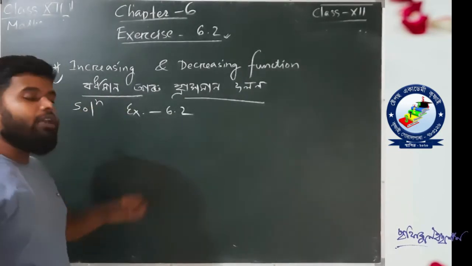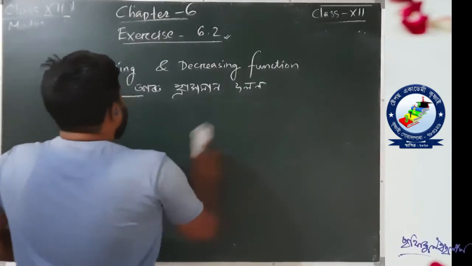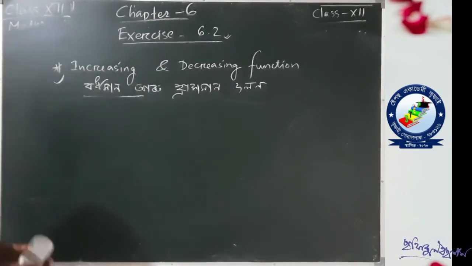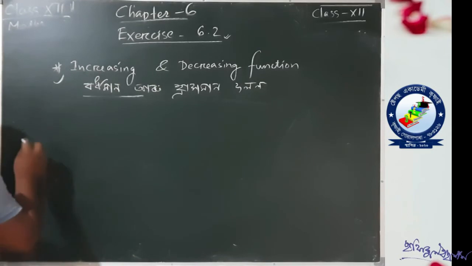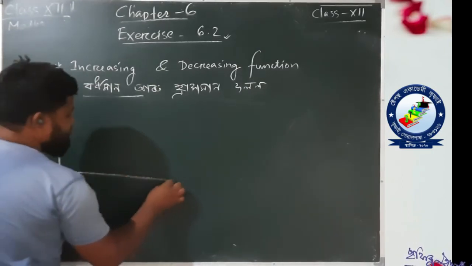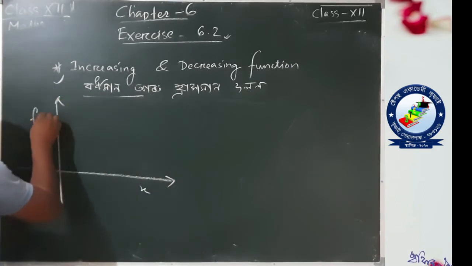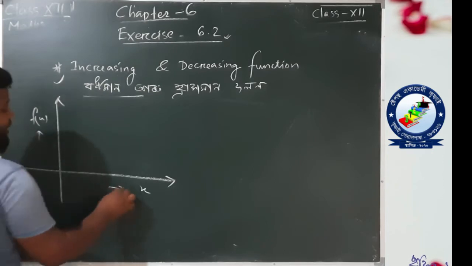So you will understand slowly as you watch. Let us start one by one. So this is increasing and decreasing function. I will give you a function. Suppose I have drawn a graph. So this is x and this is y. Y means f(x), right? This side f(x), this side x.